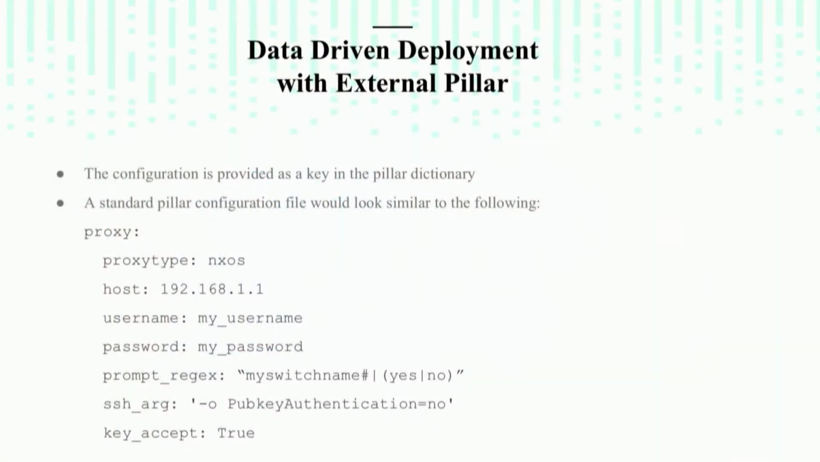For those of you who aren't familiar with what configuration for a proxy looks like, this is for the NXOS proxy for Cisco devices. It's the one we had to use. It allows you to access the device through SSH, since these are on old firmware and we don't have the API. This is actually what we would generate with the external pillar data. When it says start a proxy minion, it goes out to NetBox, pulls out this information, puts it in a Python dictionary, and it ends up in the main pillar data of the Salt master.